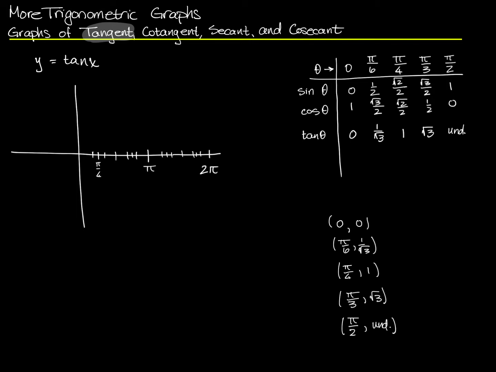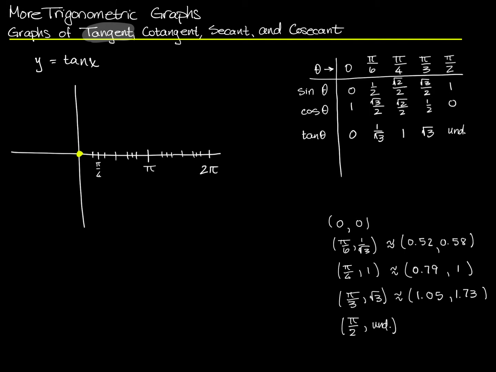All right, so let's go ahead and plot some of these points. We have 0, 0, pi over 6, comma, 1 over root 3. Well, guess what? I think I'm going to need a calculator here. I need to approximate these so that I can graph them. I'll need to do that there, here, and here as well.